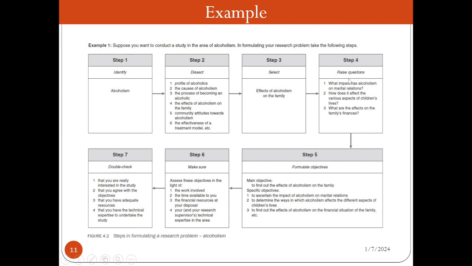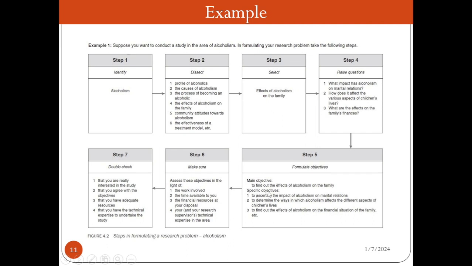And then step 4, raise questions. What impact has alcoholism on marital relations? How does it affect the various aspects of children's lives? What are the effects on the family finance? So these are your research questions. And then down here, step 5, you are formulating your objectives. See, these are questions, but now you are deriving your objectives from these questions.